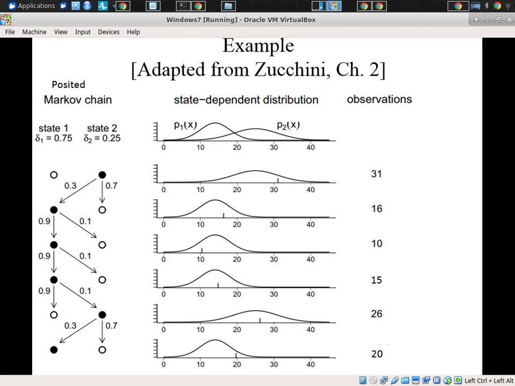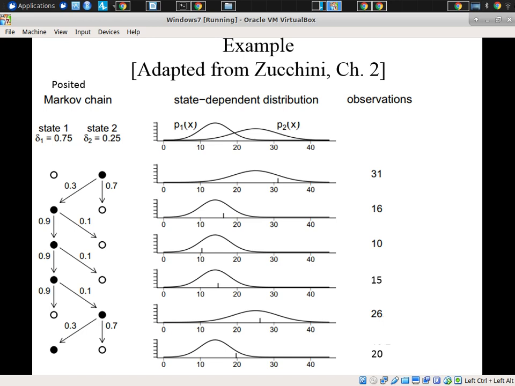So these illustrations, by the way, I've adapted, in some cases modified a little bit, from Zucchini, a great book on hidden Markov models and time series. So here are our two distributions, and you notice the overlap, right? If we have 20 cases, it's a bit ambiguous. But the more cases we have, it'll start to clue us in to what state we might be in.